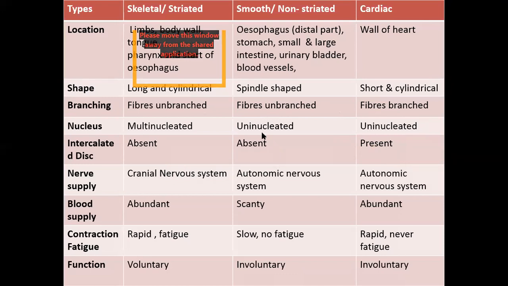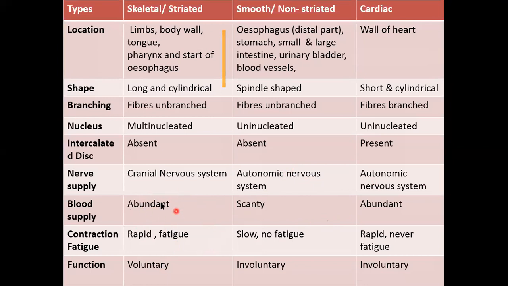Okay, the nerve supply. Coming to the nerve supply, here it is supplied by the cranial nervous system, the skeletal, whereas the smooth and the cardiac is supplied by the autonomic nervous system. So along with this, we also say that the cranial nervous system means it will be voluntary. It is under our control, so its function will be voluntary. Whereas if it's under the autonomic nervous system, it is not under our control, so it's involuntary.